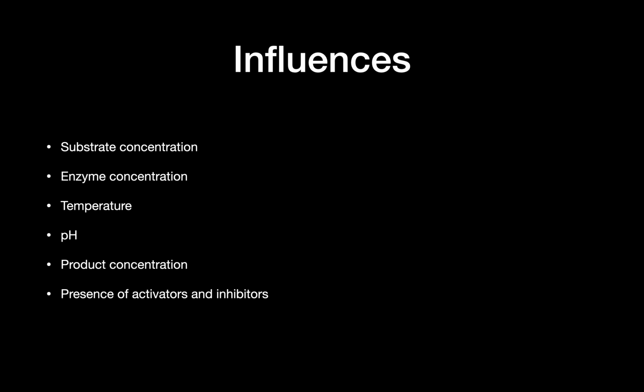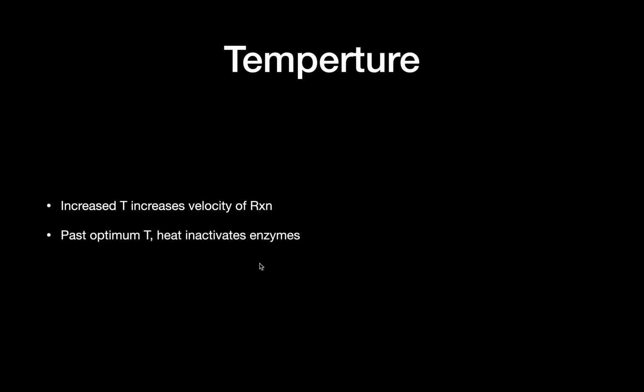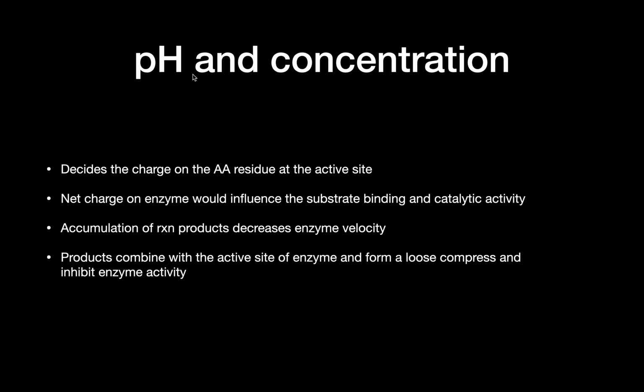So influences on enzymes include the substrate concentration, the enzyme concentration, the temperature, the pH, the product concentration, and the presence of activators and inhibitors. So enzymes are quite picky. If the temperature increases, it increases the velocity of the reaction, and past the optimum temperature, the heat will inactivate the enzymes. pH first decides the charge on the amino acid residues at the active site, and the net charge on the enzyme will influence the substrate binding and the catalytic activity.